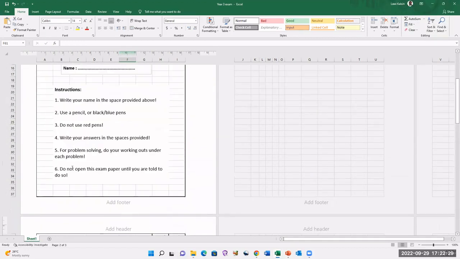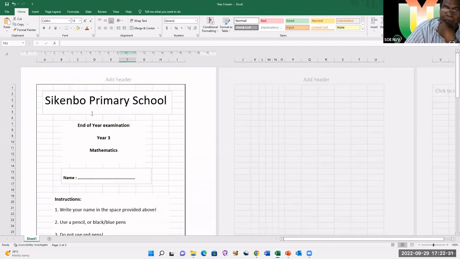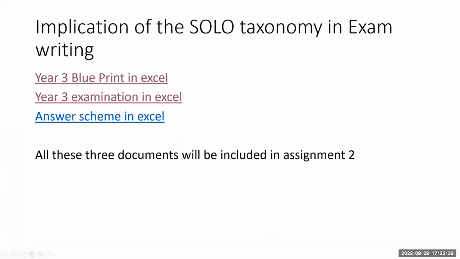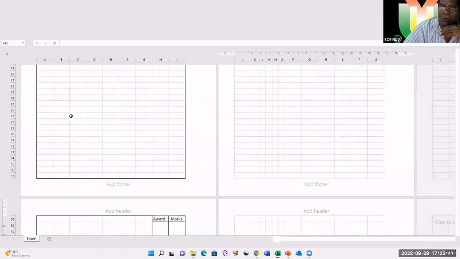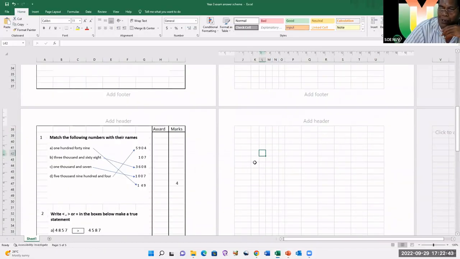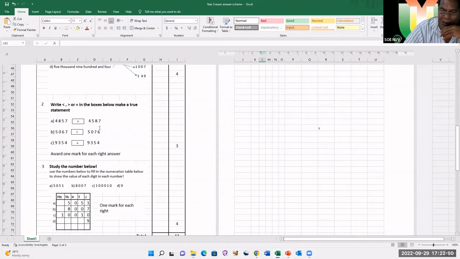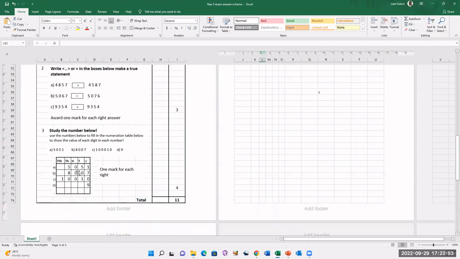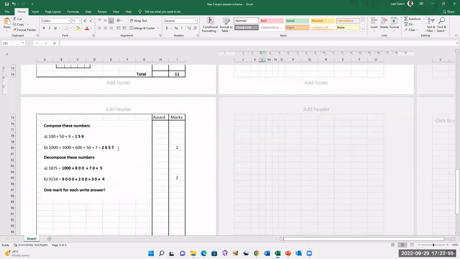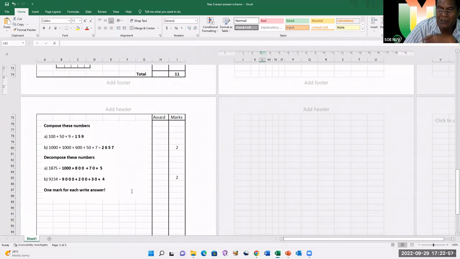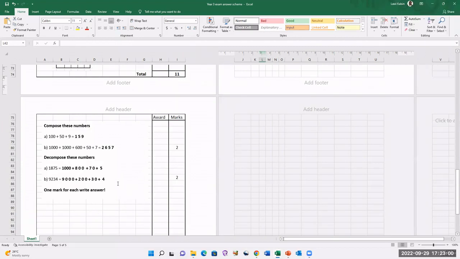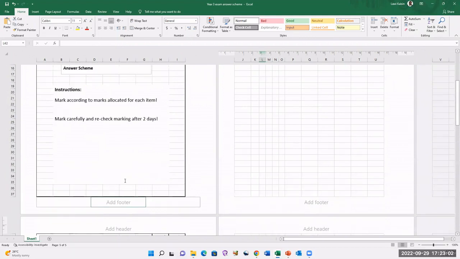Then the last one: you use the same examination paper, and you make the answer scheme. For matching, finish it; for comparison, less than, greater than, less than or equal. All the answers are mapped with the right ones in the answer scheme.